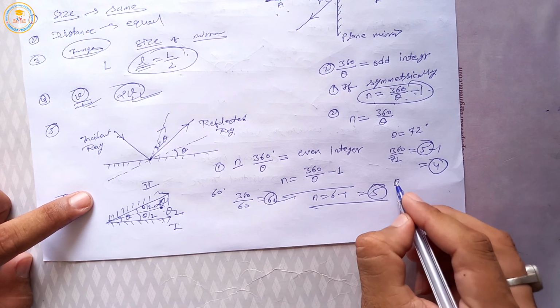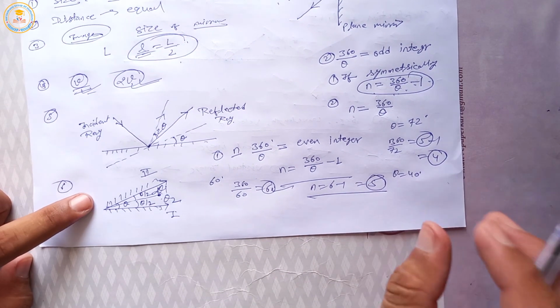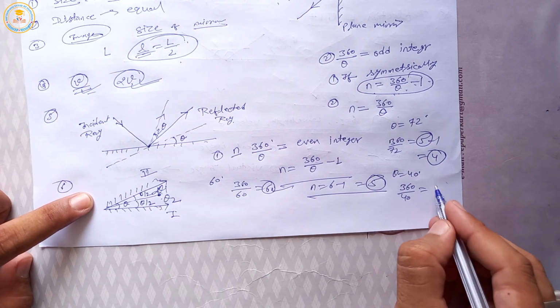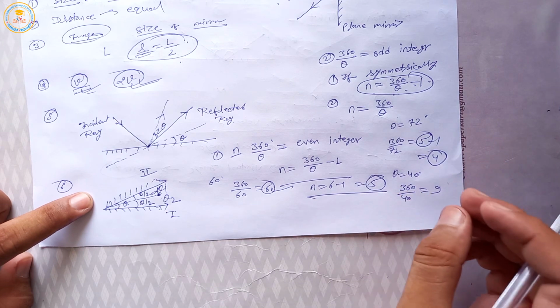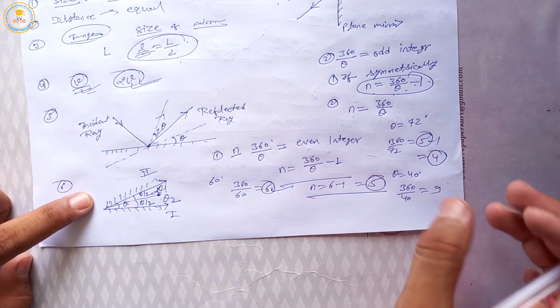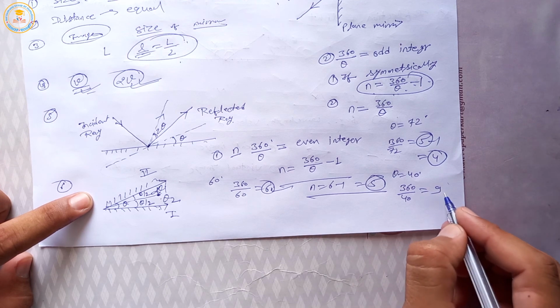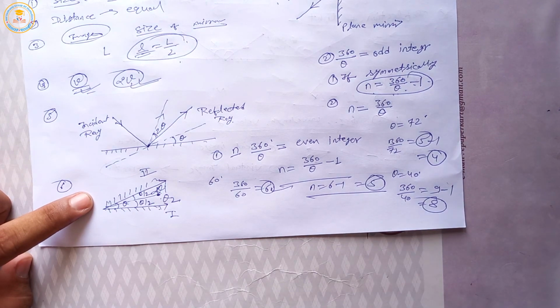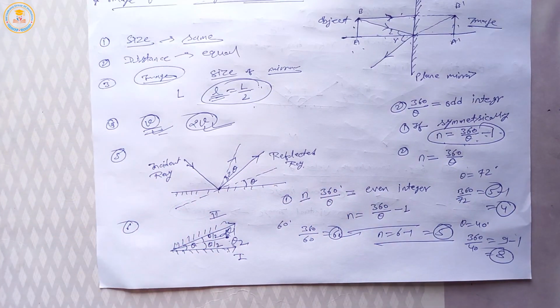Okay, suppose theta is equal to 40 degrees. Then again in this situation 360 upon 40 is equal to 9. But again here it is not mentioned whether the object is symmetrical or asymmetrical. Then again the number of images is equal to 9 minus 1. So this is 8. Okay, so these are some important points of image formation by a plane mirror. Okay, this chapter is very interesting, so carefully listen, understand and remember it.